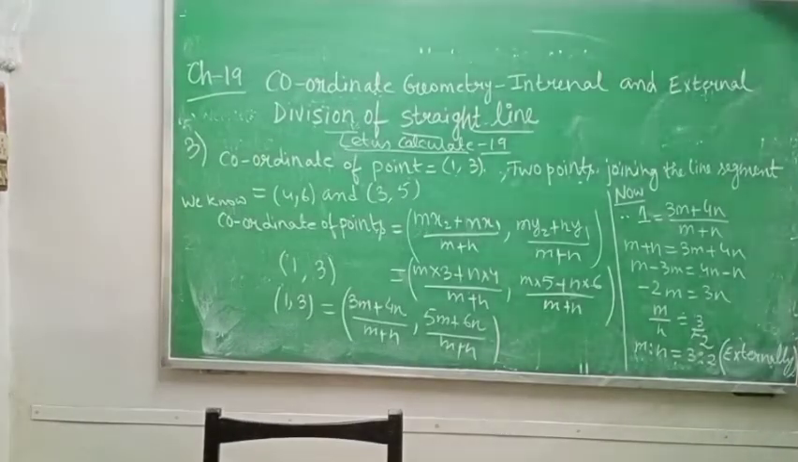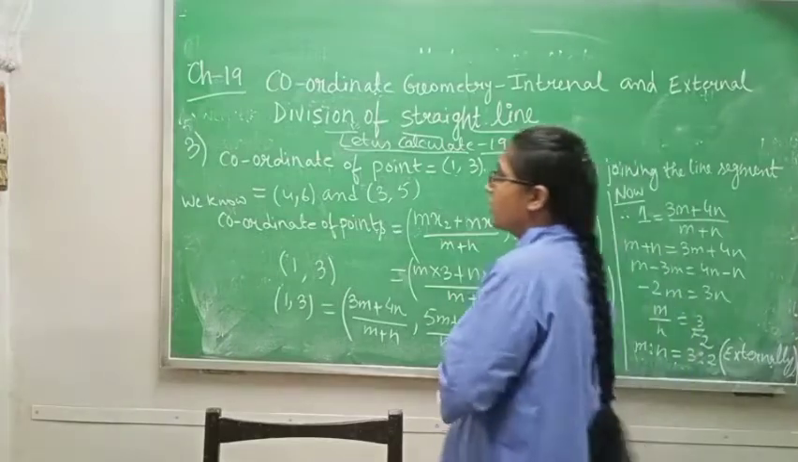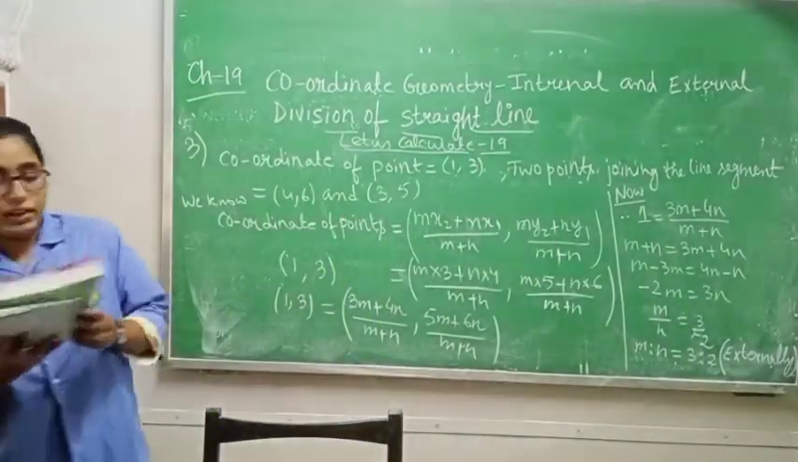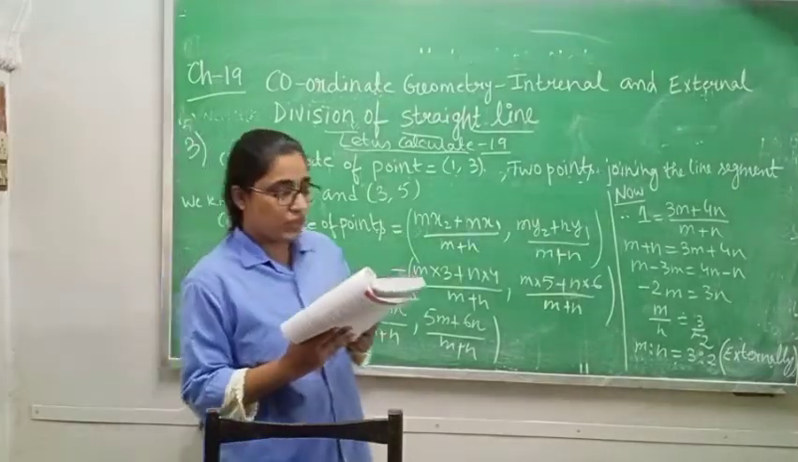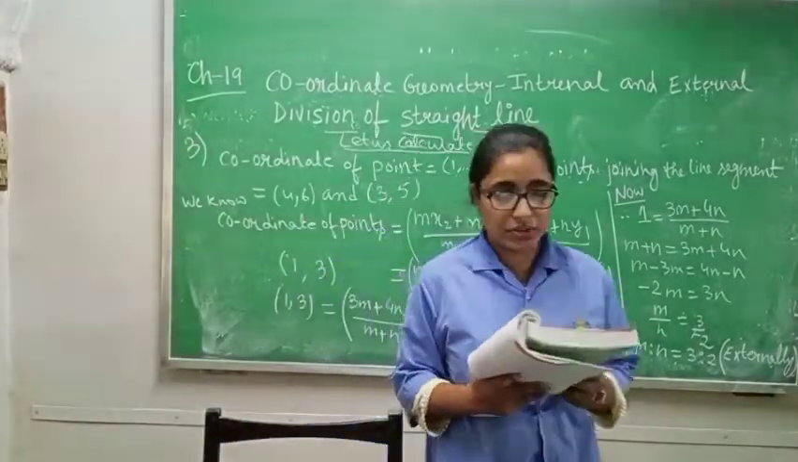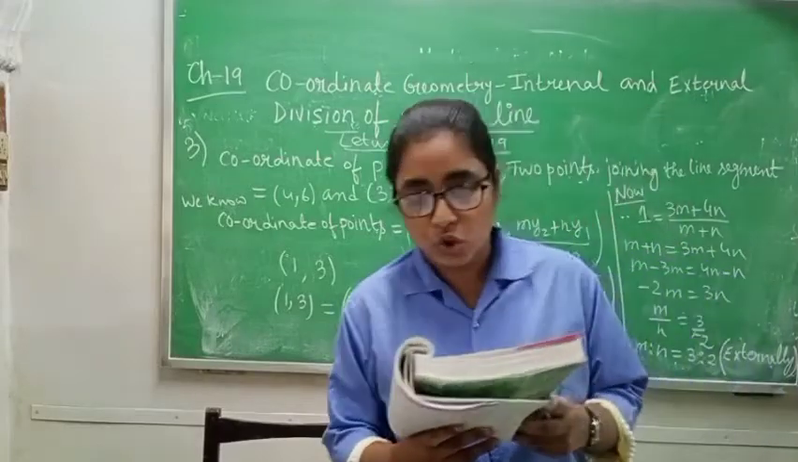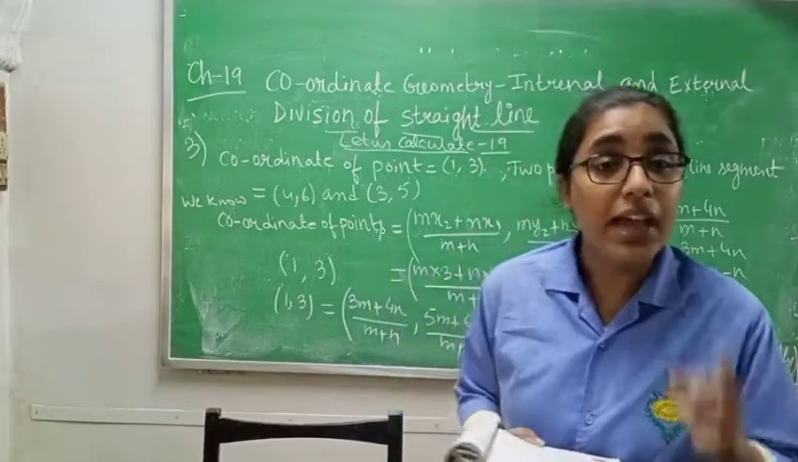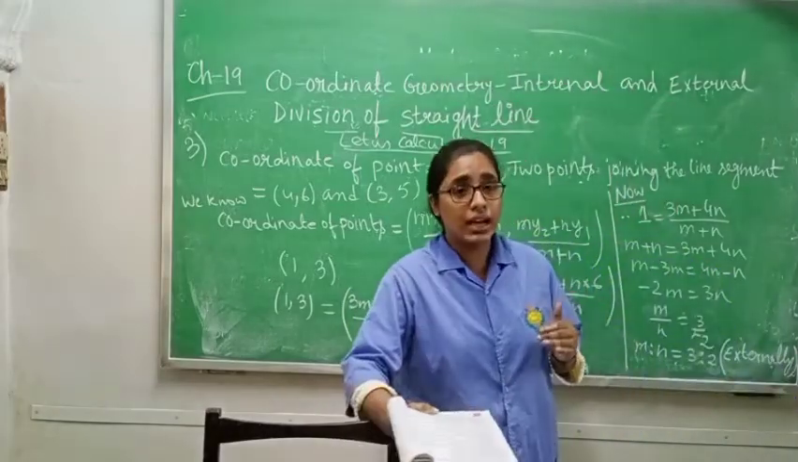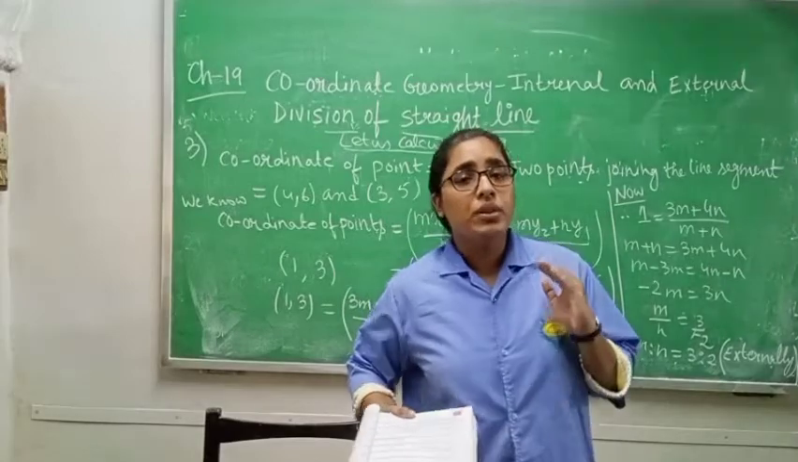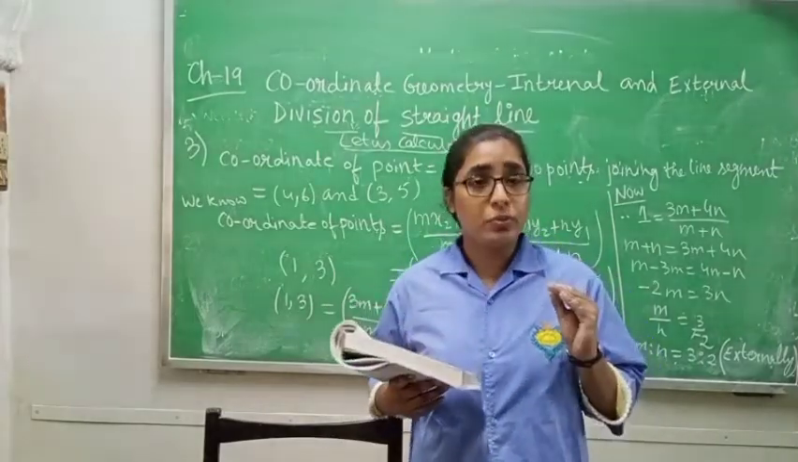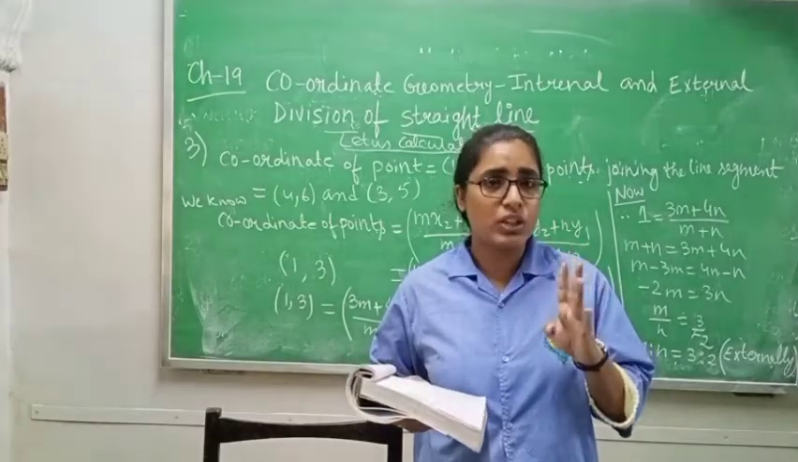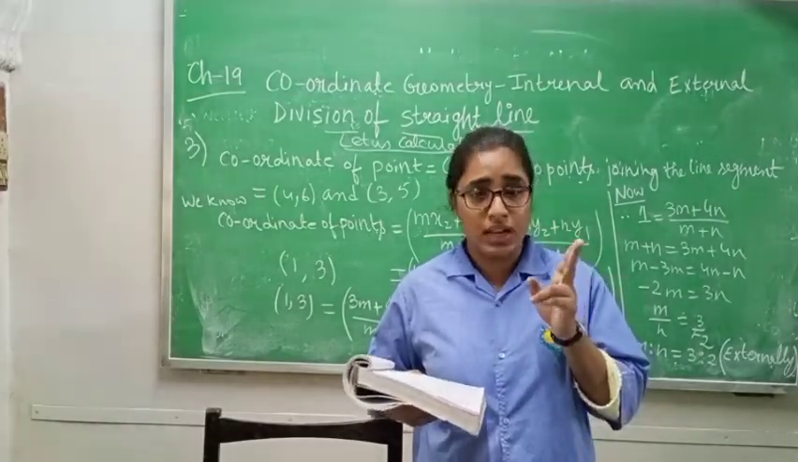Now class 9, come to question number 3 and read the question properly. In question number 3, it is written: let us calculate the ratio in which the point (1, 3) divides the line segment joining the points (4, 6) and (3, 5). We have to find the ratio. In the last class, we were finding the coordinate of the point in question number 1. In question number 1, there were 4 questions. I have done 2 questions and given 2 questions as homework.